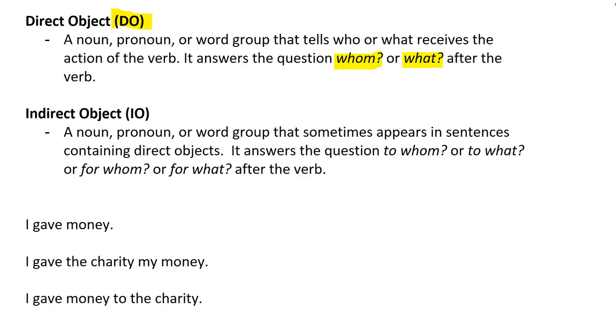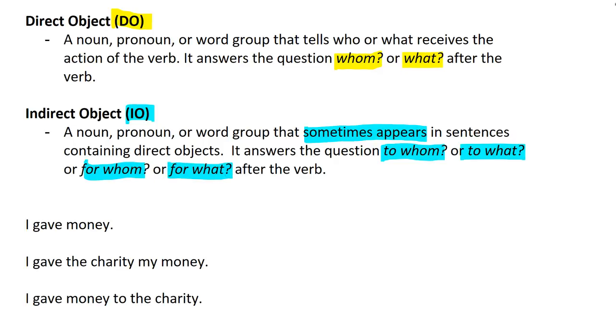An indirect object, oftentimes called the IO, is a noun, pronoun, or word group that sometimes appears in sentences containing direct objects. The key here is sometimes appears. Not all sentences that have complements in them or have direct objects in them have an indirect object. They sometimes appear. If it is there, it will answer the question to whom, or to what, or for whom, or for what after the verb.